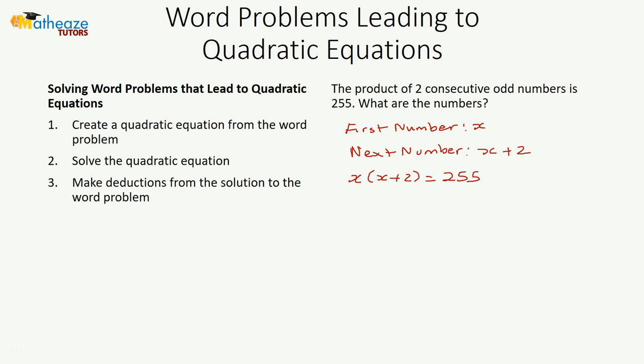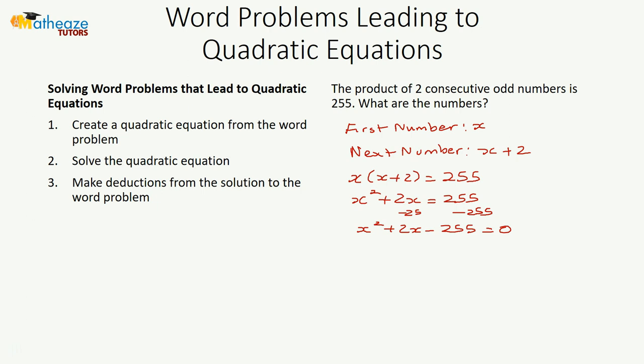So now let's distribute this. We have x squared plus 2x equal to 255. Now we're going to subtract 255 from both sides. So x squared plus 2x minus 255 is equal to 0.